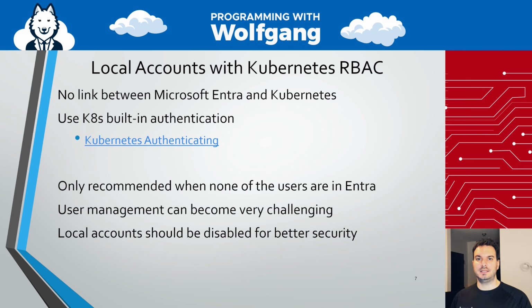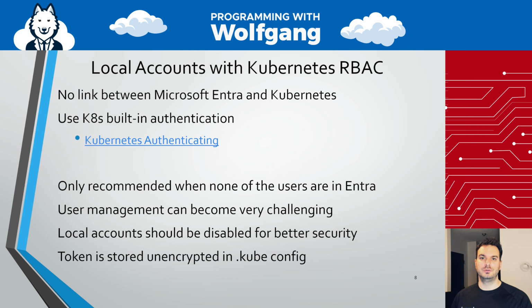And the third reason why it's not recommended to use this mode is because the local accounts provide a security risk. So it's really hard to audit. You don't know who is doing what, and these users often have way too many permissions. And the last reason why you shouldn't use it is because the access token is stored unencrypted in your kubeconfig file, as we have seen in the demo today.